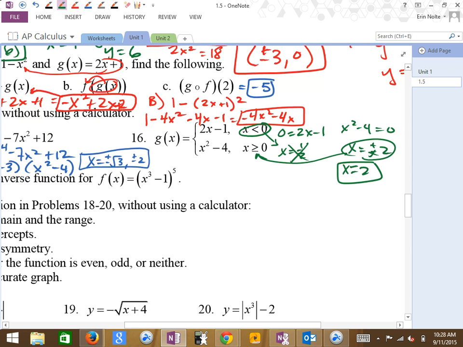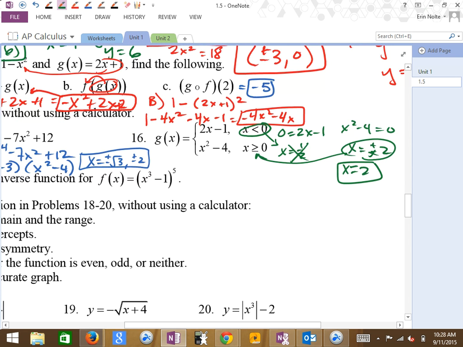So what's the domain for this? Negative infinity to infinity. You could say all reals. What's the range? Zero and up, so you could say y is greater than or equal to 0, or from 0 to infinity. Intercepts should be easy just by looking at the graph. I see negative 2, 0, and 2, 0, and 0, 4.